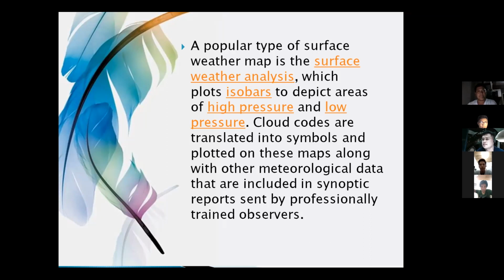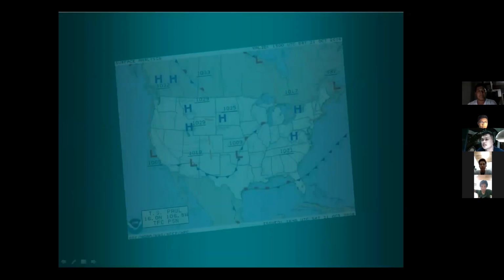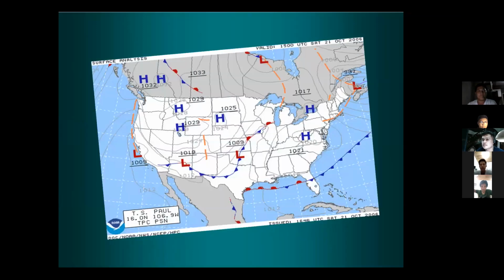Next slide, please. Now we have the illustration of surface analysis. If you can observe, these are full of symbols. You can see the H symbols here, colored blue. This represents the high pressure, and the L of the color red is the low pressure.